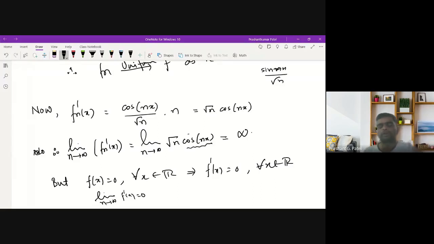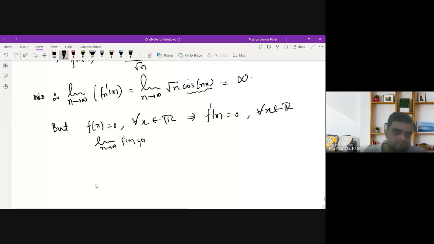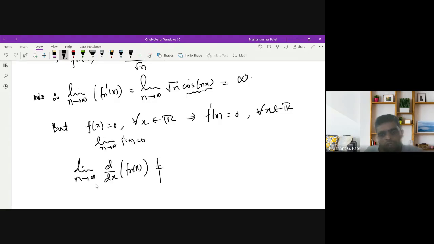So ultimately what we got is this: the limit as n tends to infinity of d by dx of fn of x. This side is infinity, which is not equal to d by dx of the limit as n tends to infinity of fn of x. Because on this side, f of x is 0, and d by dx of the 0 function is 0. So this side is 0 and this side is infinite.